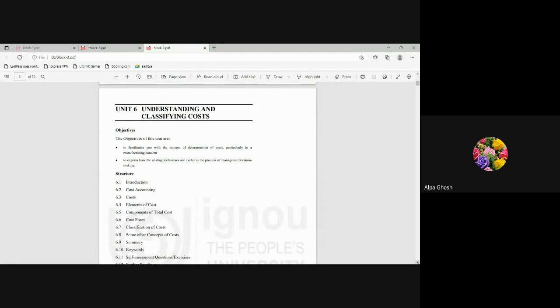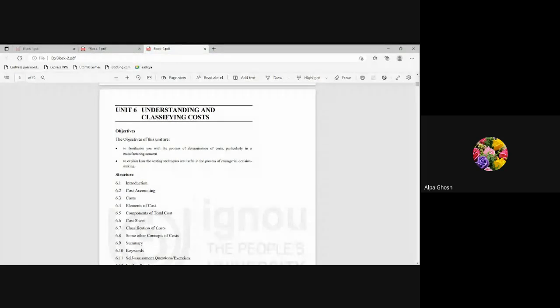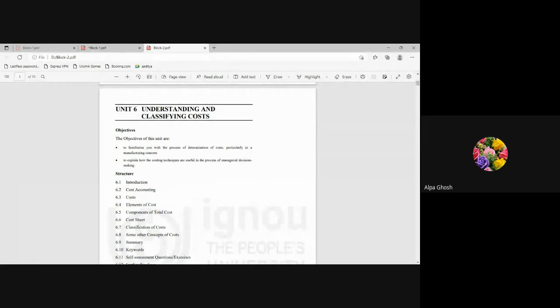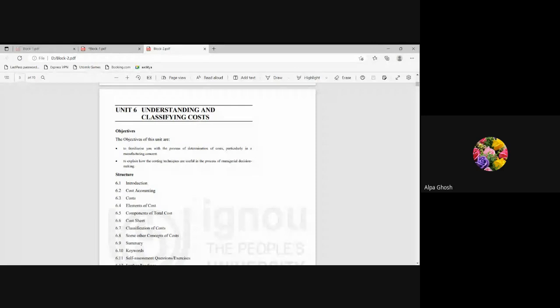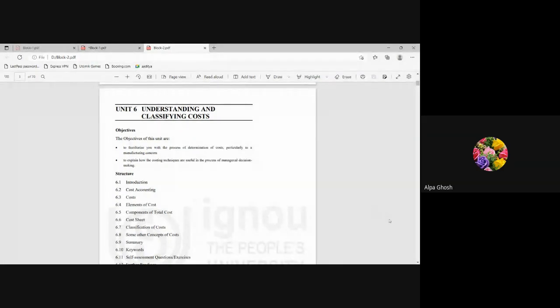So we need to understand how the costs are classified. There are different types of cost, and we need to know how this cost is classified. We need to find out the process for determination of cost under each classification, and on the basis of classifying the cost, what techniques can be useful for the management to take strategic managerial decisions.